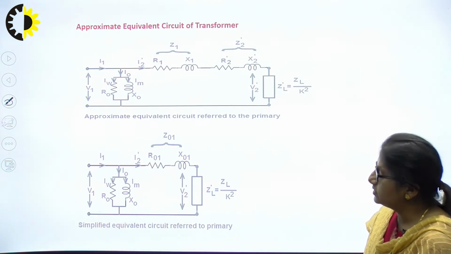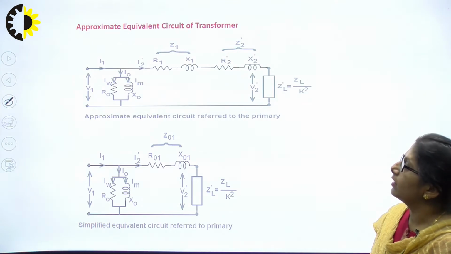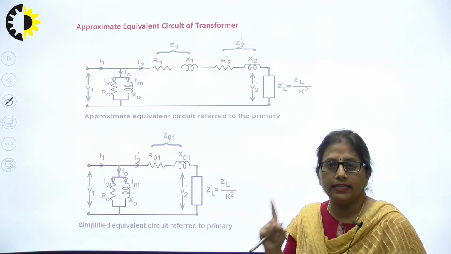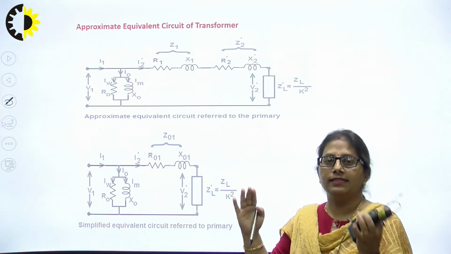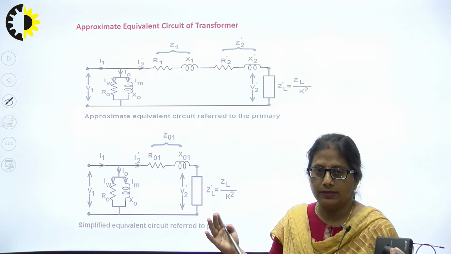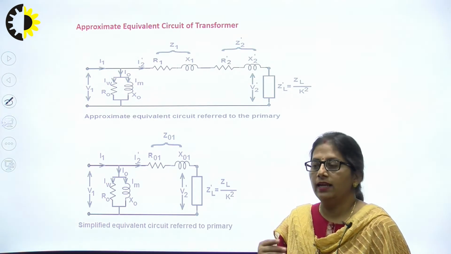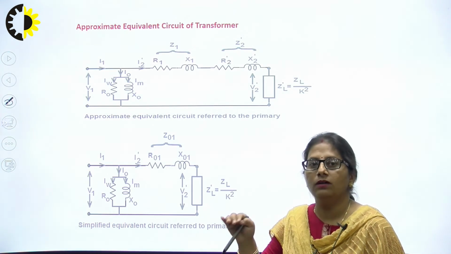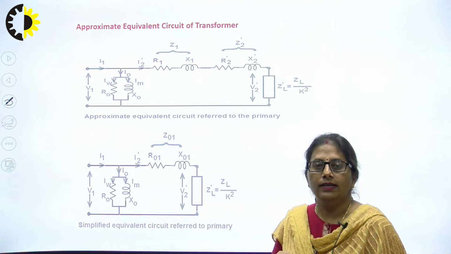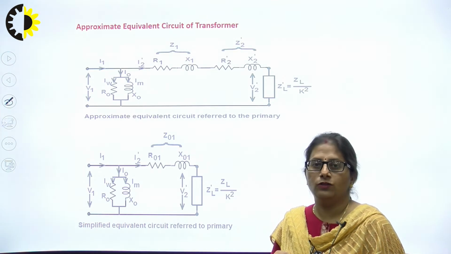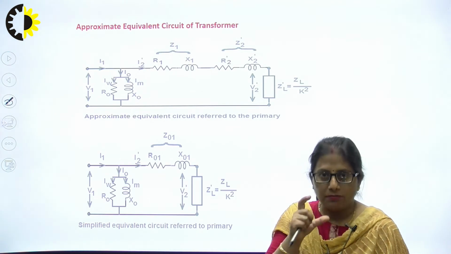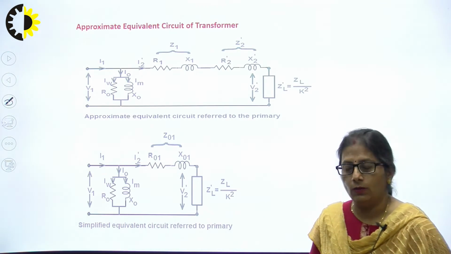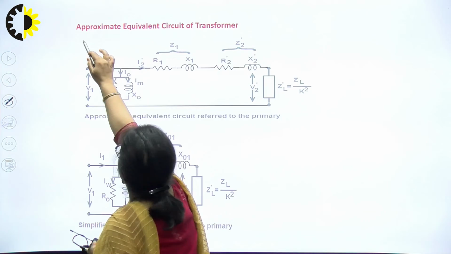Now, coming to the equivalent circuit of the transformer, we have seen three equivalent circuits. One was the exact equivalent circuit of the transformer, where we have considered the primary circuit and secondary circuit separately, right? Then the equivalent circuit referred towards the primary side, where the secondary parameters were referred towards the primary side. Then the equivalent circuit referred towards secondary, where the primary parameters of the transformer have been referred towards the secondary side.